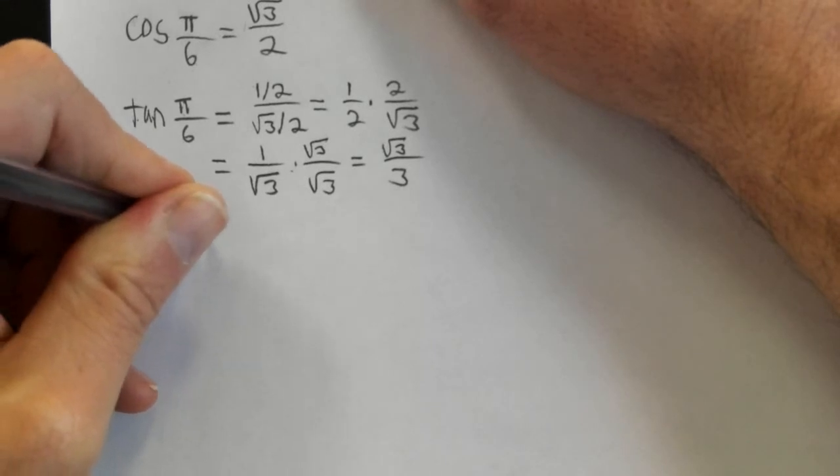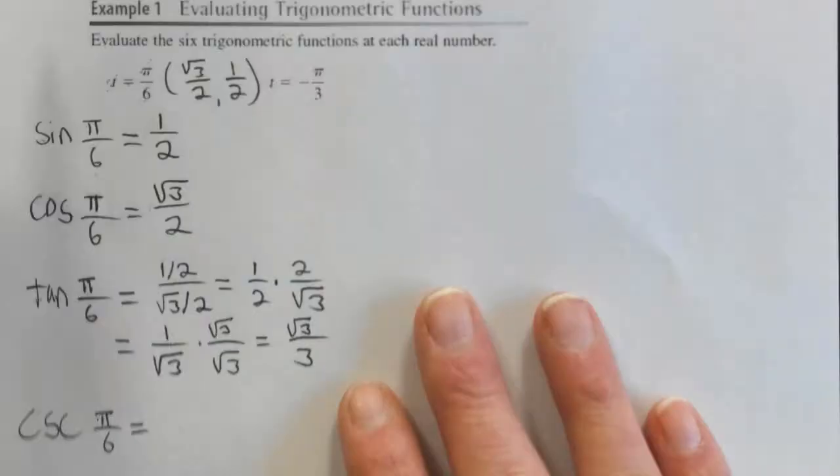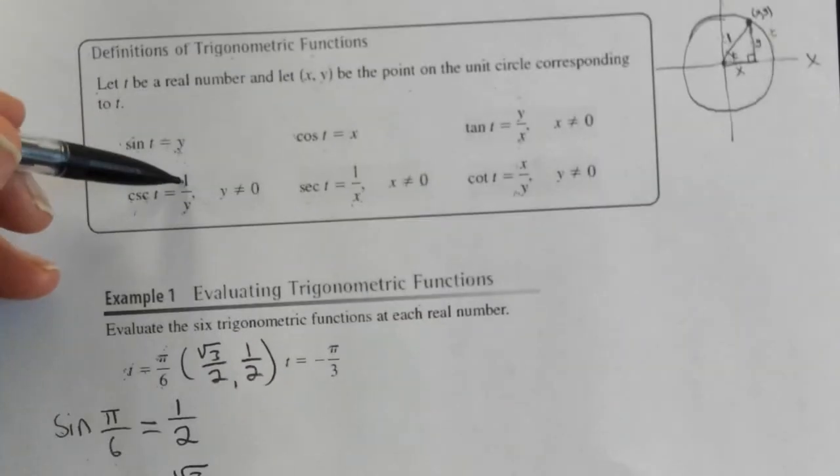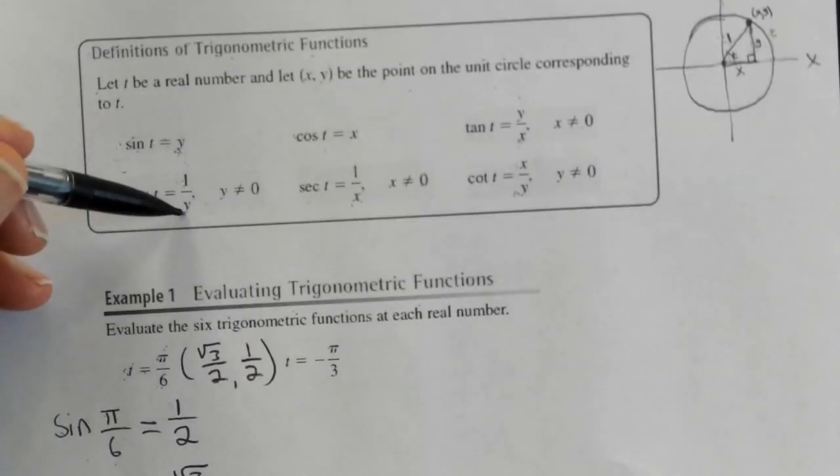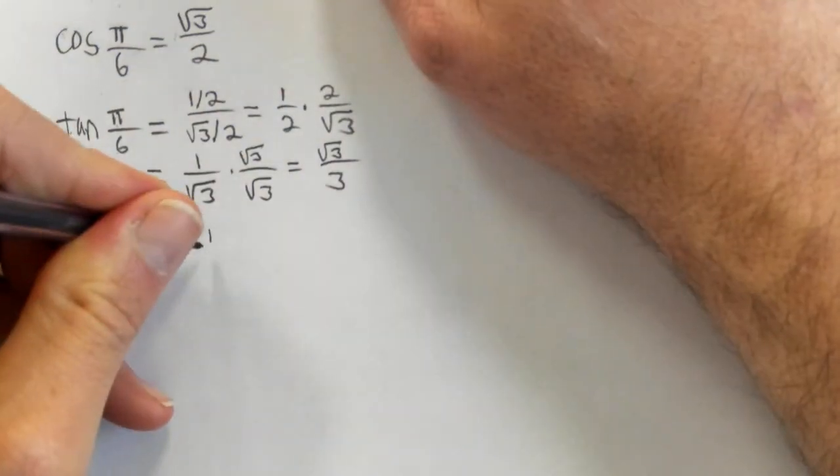Cosecant of pi over 6. Let's see what that's equal to. All right, so cosecant is equal to 1 over y, right? And so since cosecant is equal to 1 over y, then I can just put it as 1 over.